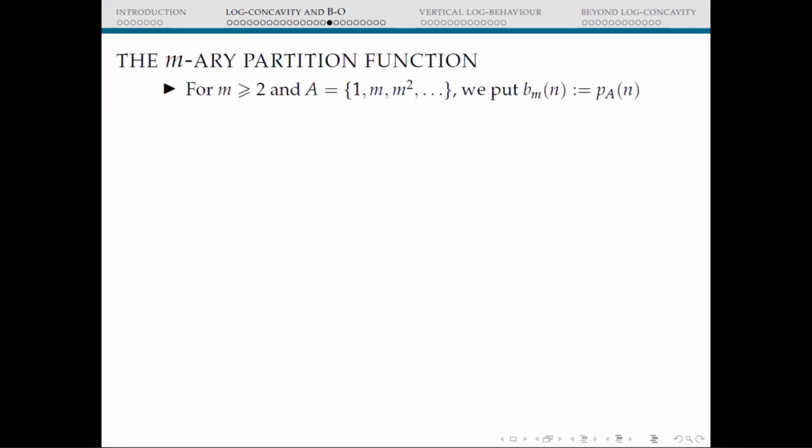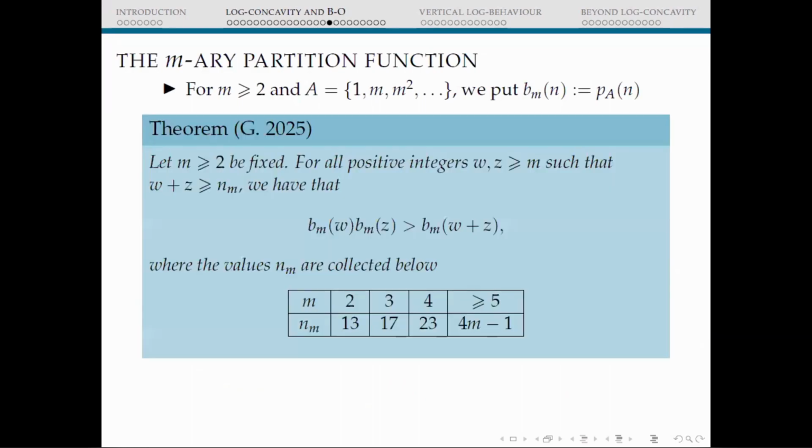Now, what can we do with our criterion? Namely, we can consider, for instance, the M-ary partition function. So this is the case when A is a set of consecutive powers of M, and we can obtain the complete description of the Bessenrodt-Ono inequality. Namely, one can show that it holds for all V and Z greater or equal than Nm, where Nm depends on the value of M.